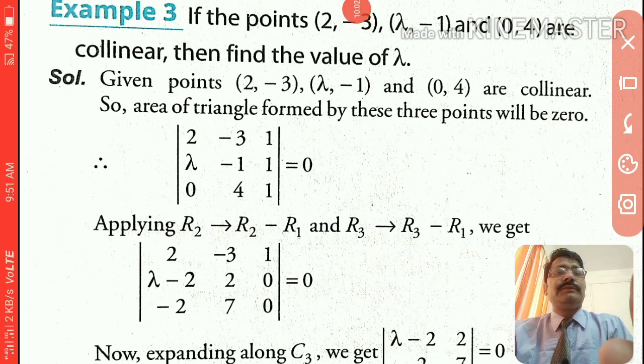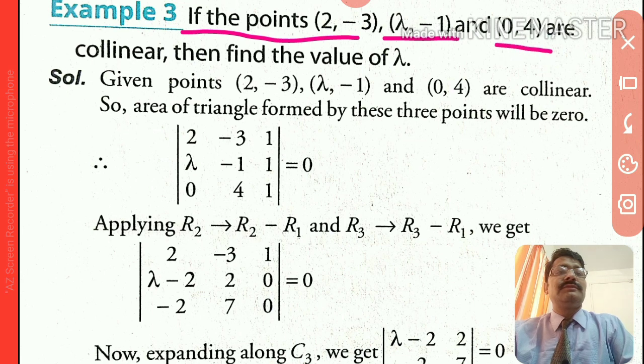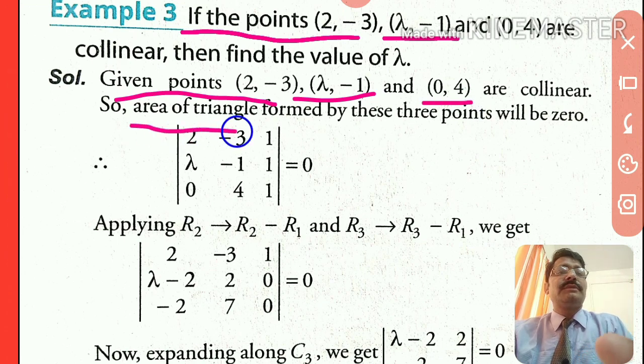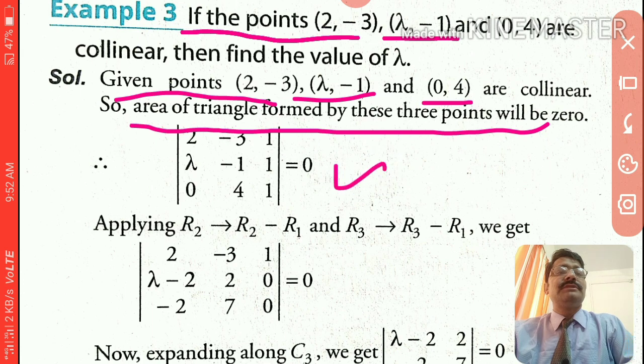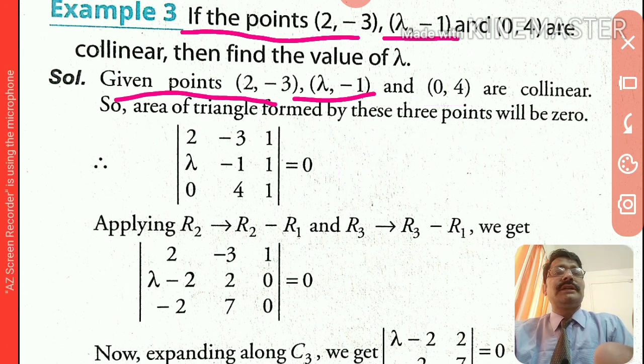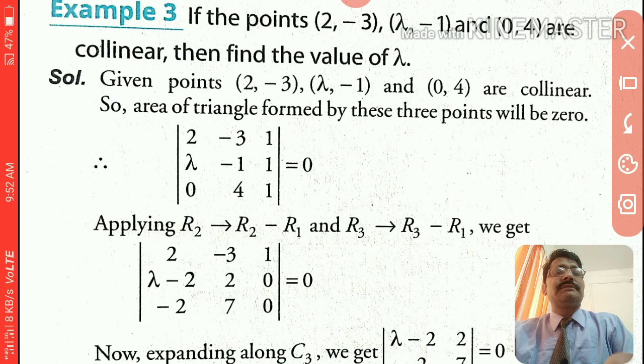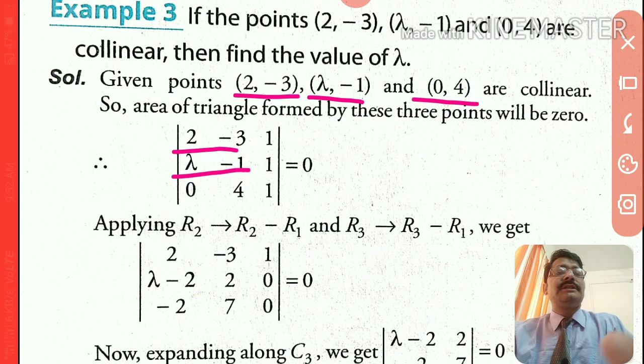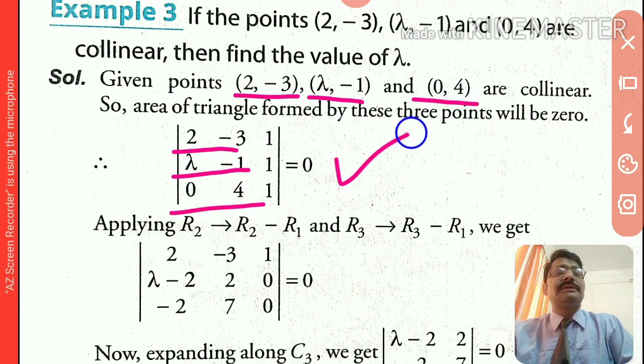Okay, all of you: if the points 2, minus 3, lambda, minus 1, and 0, 4 are collinear, then find the value of lambda. How can we find lambda? Look here, the given points 2 minus 3, lambda minus 1 and 0 4 are collinear. So the area of the triangle formed by these 3 points will be 0. So x1 y1 is 2 minus 3, x2 y2 is lambda and minus 1, and x3 y3 is 0 and 4, then the extra column of 1s.